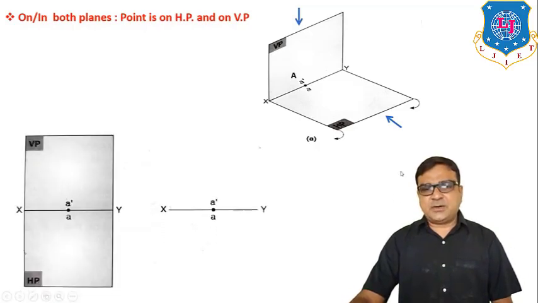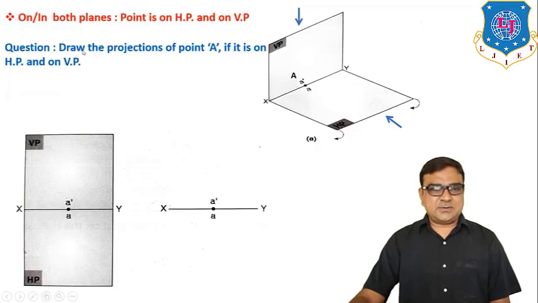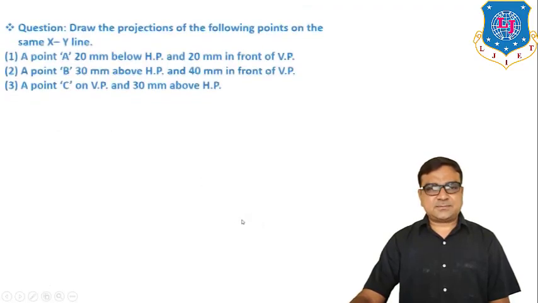So if you rotate the horizontal plane and look at the front and top views both, you will get this type of view: XY on which A dash and A both are situated. So the question: draw the projection of A if it is on HP and on VP. Its answer is like this.